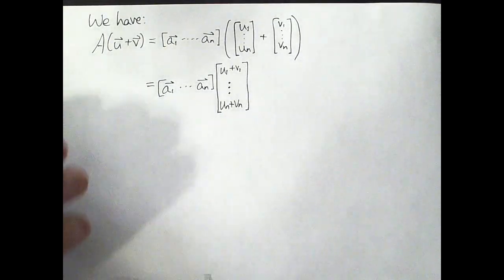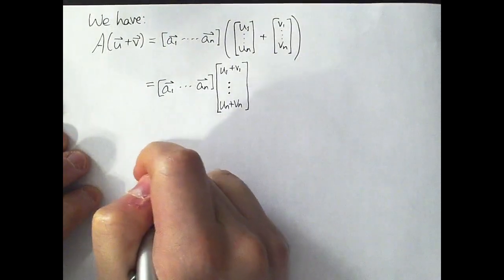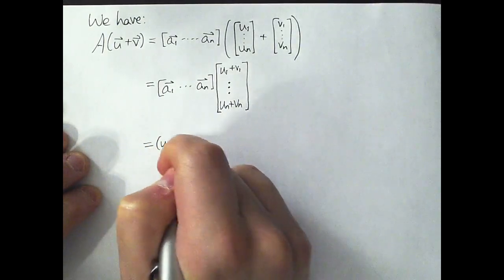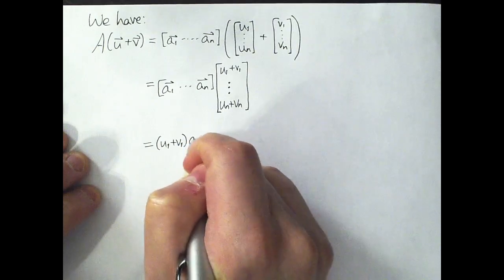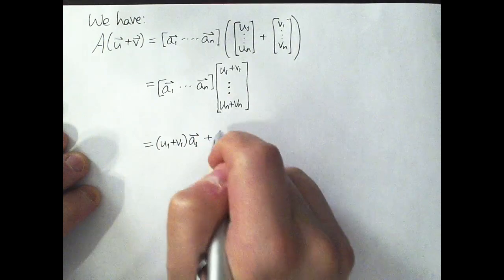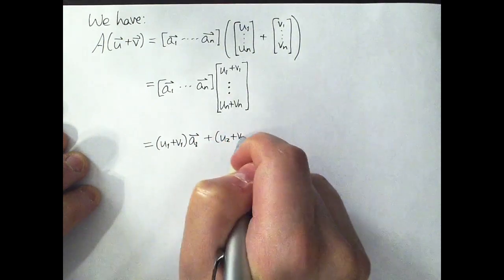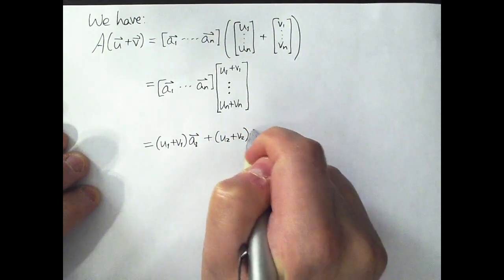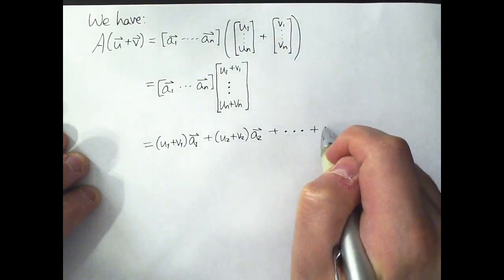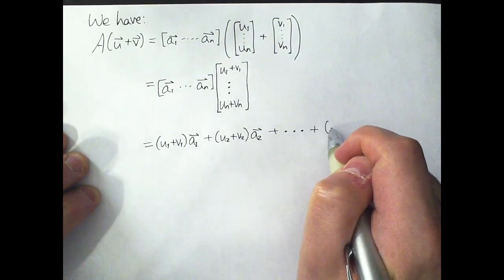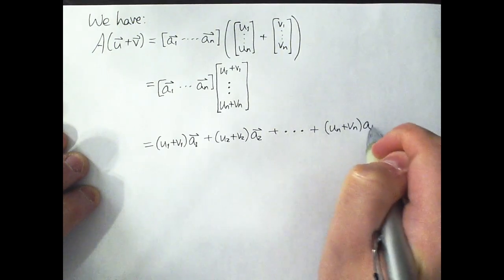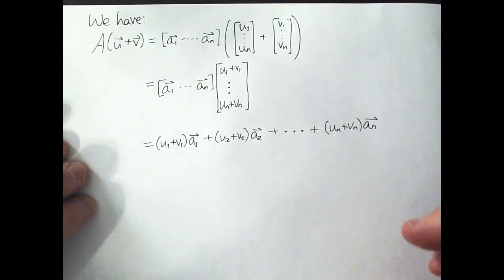How do we do a matrix times a vector? Well, at the beginning of this lesson, we said you take the first entry of the vector times the first column of the matrix plus the next entry of the vector times the next column of the matrix, and so on, until you get to the end, and you should have the number of them line up. Un plus Vn times An. Yes, it does line up.